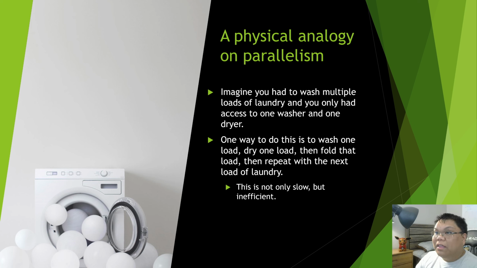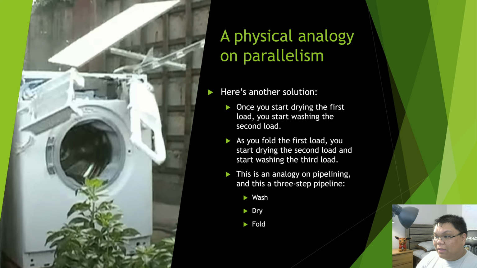So, even though we have only one washer and dryer, there is a way of getting more work done faster. And this is how. You fill your washing machine with as much laundry as it can handle, and you start washing that load. You wait for that load to finish, and take everything out into the dryer, and then start drying immediately. At the same time that is drying, you start another load in the washing machine.